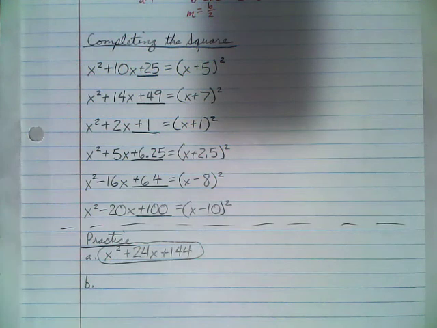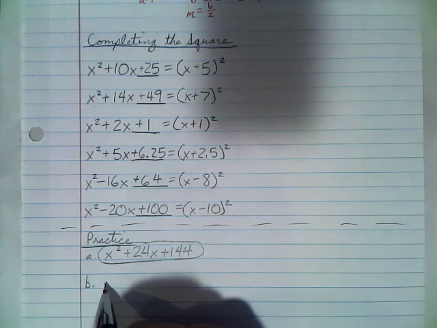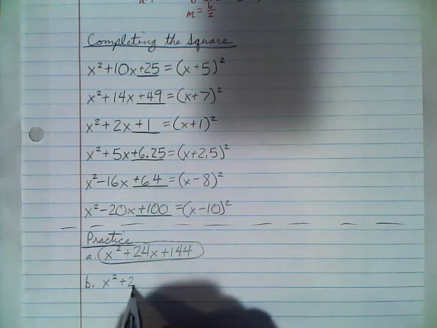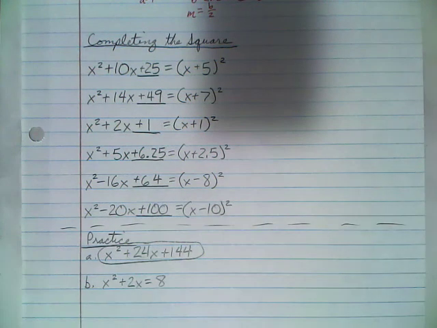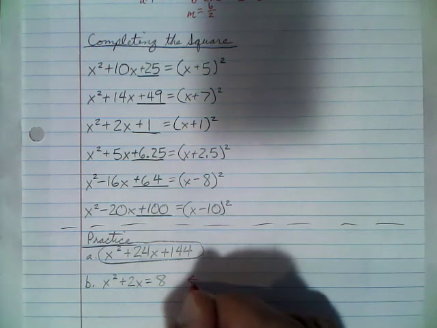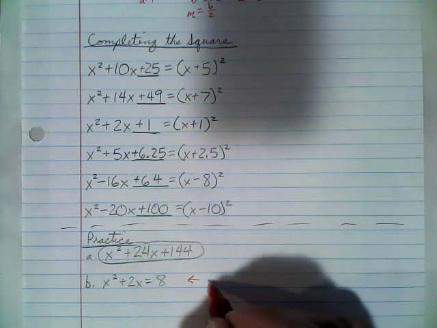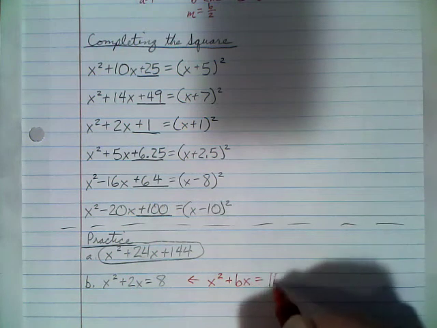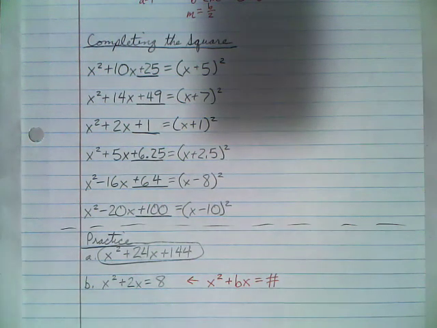B, now we're going to solve by completing the square. So, ladies and gentlemen, what we actually want to do is get this into a form where it is basically x squared plus bx equals whatever number it needs to equal. That's going to be our starting goal here. Well, it turns out this one's all set.